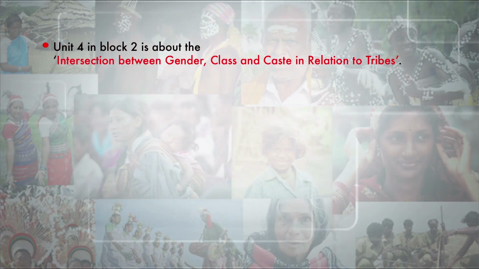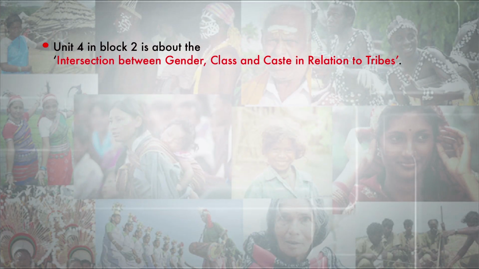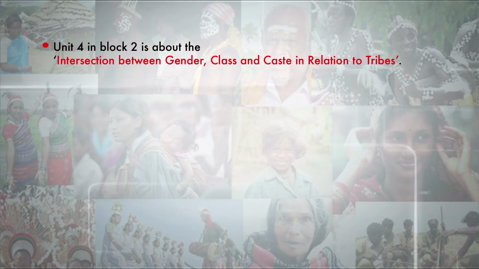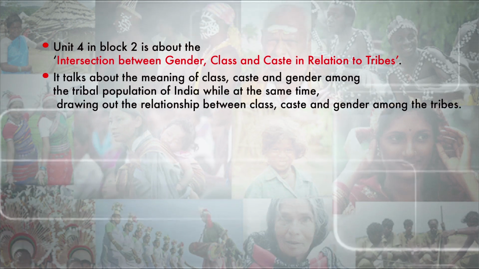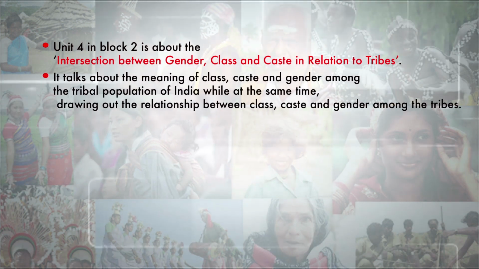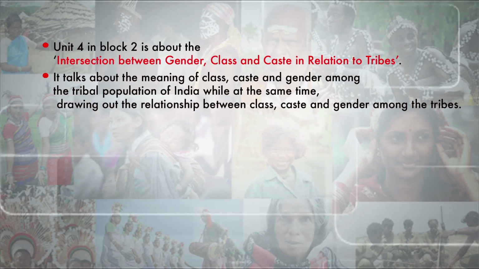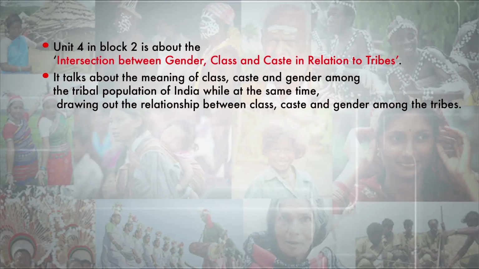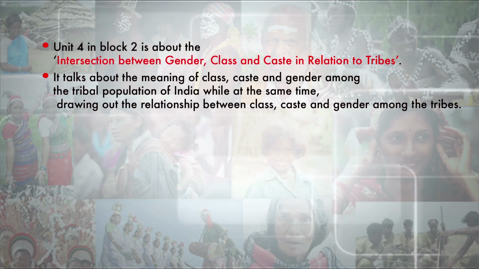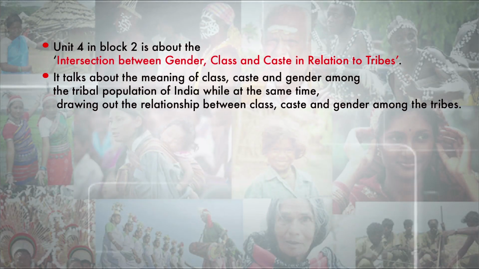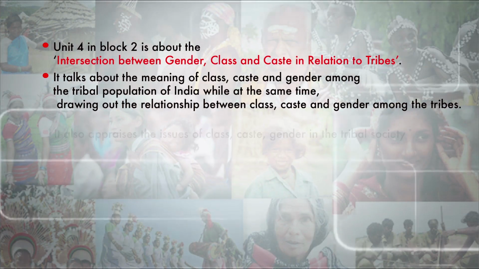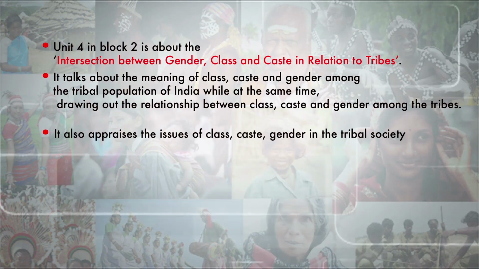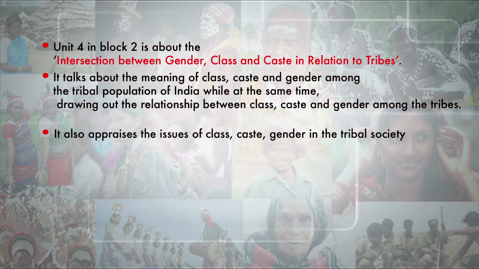Unit 4 in Block 2 is about the intersection between gender, class and caste in relation to tribes. It talks about the meaning of class, caste and gender among the tribal population of India, while at the same time drawing out the relationship between class, caste and gender among the tribes. It also appraises the issues of class, caste and gender in the tribal society.